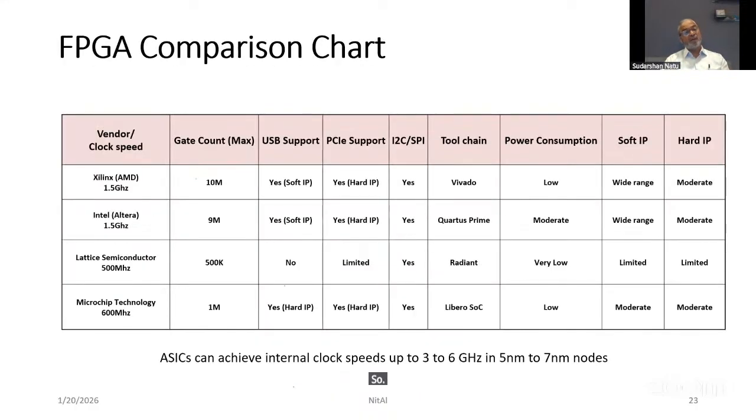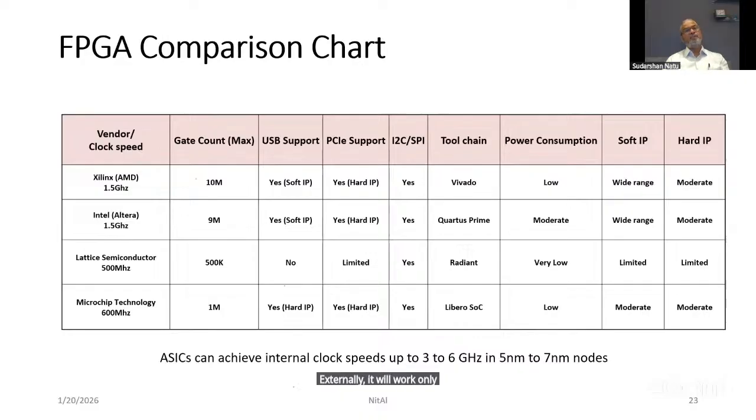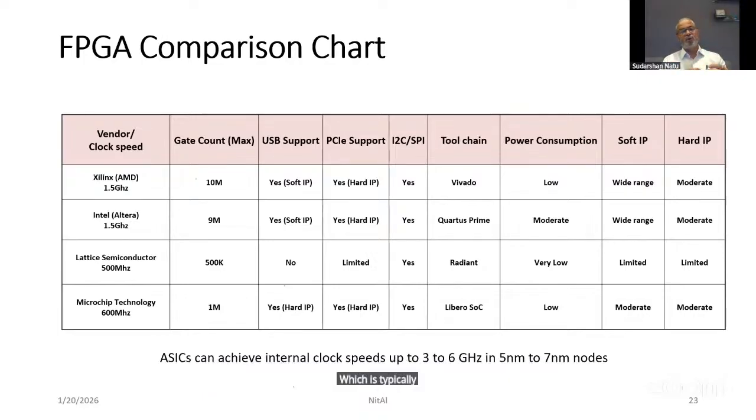So this is just a comparison chart for the vendor clock speeds and so on. Practically, as a clock speed basis, you won't get 1.5 gigahertz as an external clock coming in. The external clock given is always low, but internal to the fabric, you can clock multiply it to a higher rate, and that's why it is written as 1.5 gigs. Externally it will work only at maybe 200 megahertz or 500 megahertz, and then you implement PLLs inside and synthesize the higher frequency clock, which is typically for a very limited or restricted usage area.